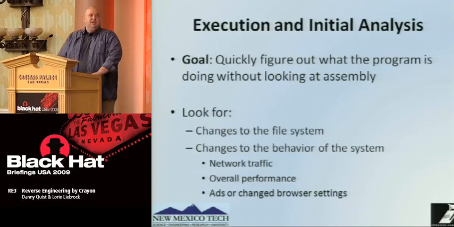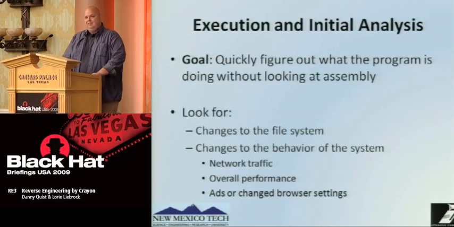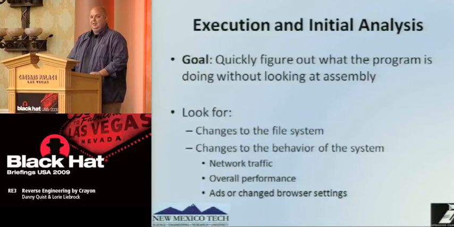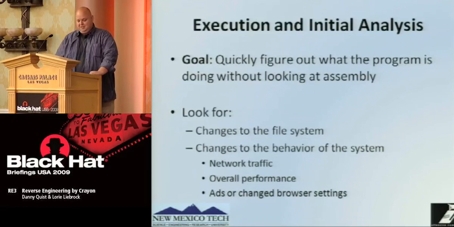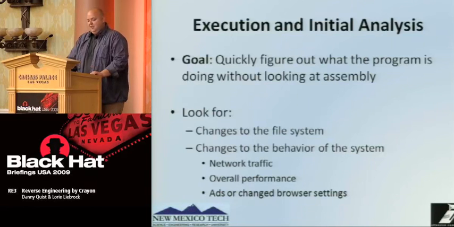Okay, execution and initial analysis. The goal of this is to quickly figure out what's going on in the program without looking at assembly. A lot of the techniques out there for low-skill reverse engineering rely on this, and generally it's a good idea to keep from staring at code whenever possible. So just looking for changes to the file system, written files, changes to the behavior like network traffic, whether the performance of the system is off, whether there are ads or other changed browser settings, and also looking for porn that you didn't put on the system yourself. That's a good sign.